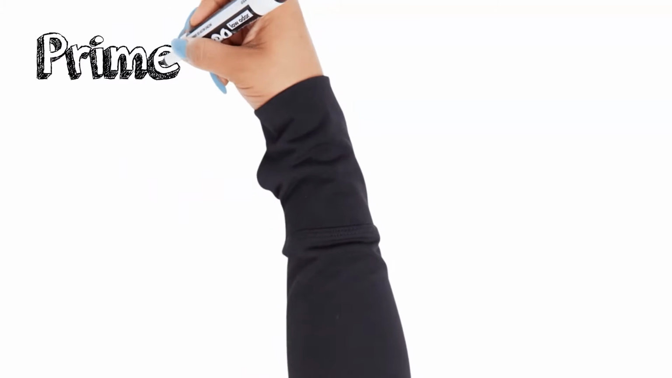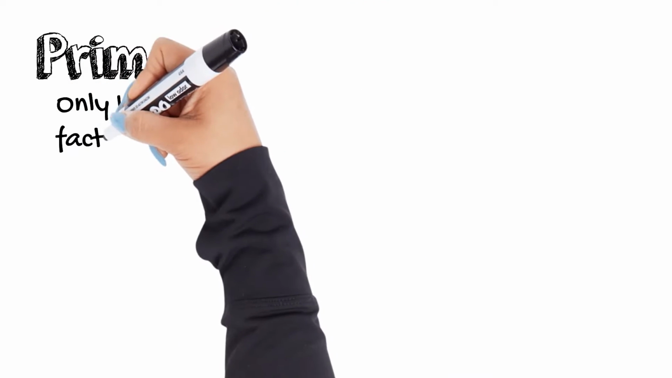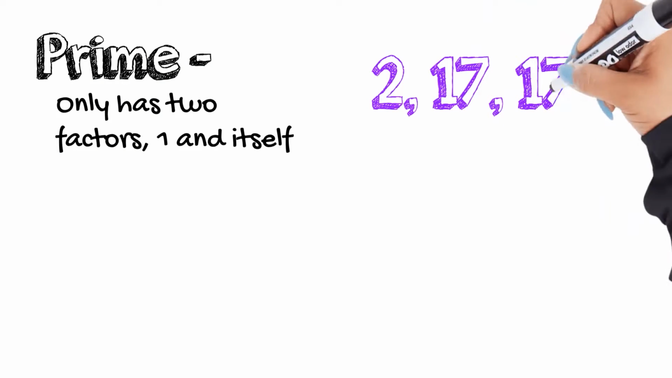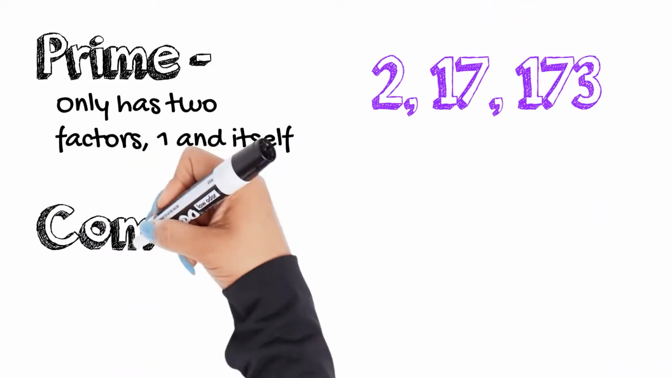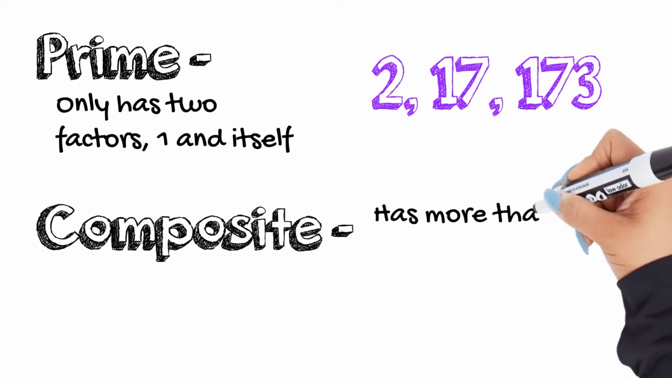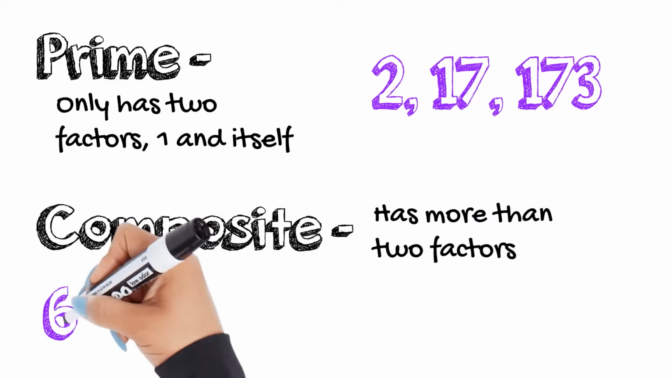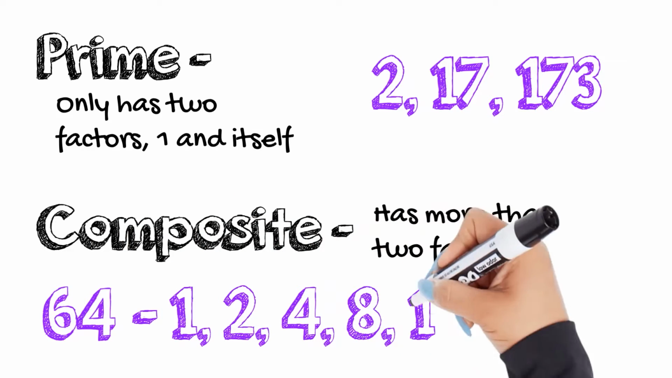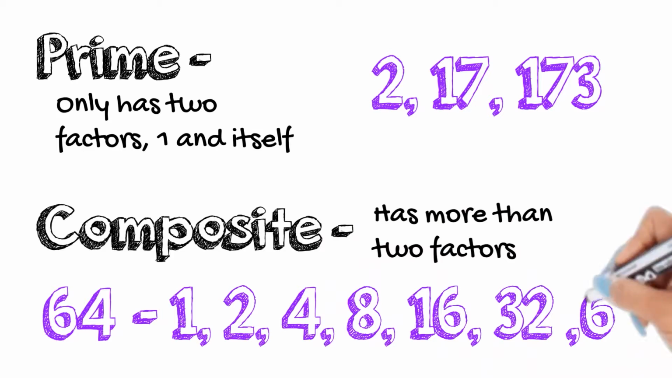A number can either be prime or composite. A prime number only has two factors, 1 and itself. An example would be like 2, 17, or 173. A composite number has more than two factors. An example of this would be 64, whose factors are 1, 2, 4, 8, 16, 32, and 64.